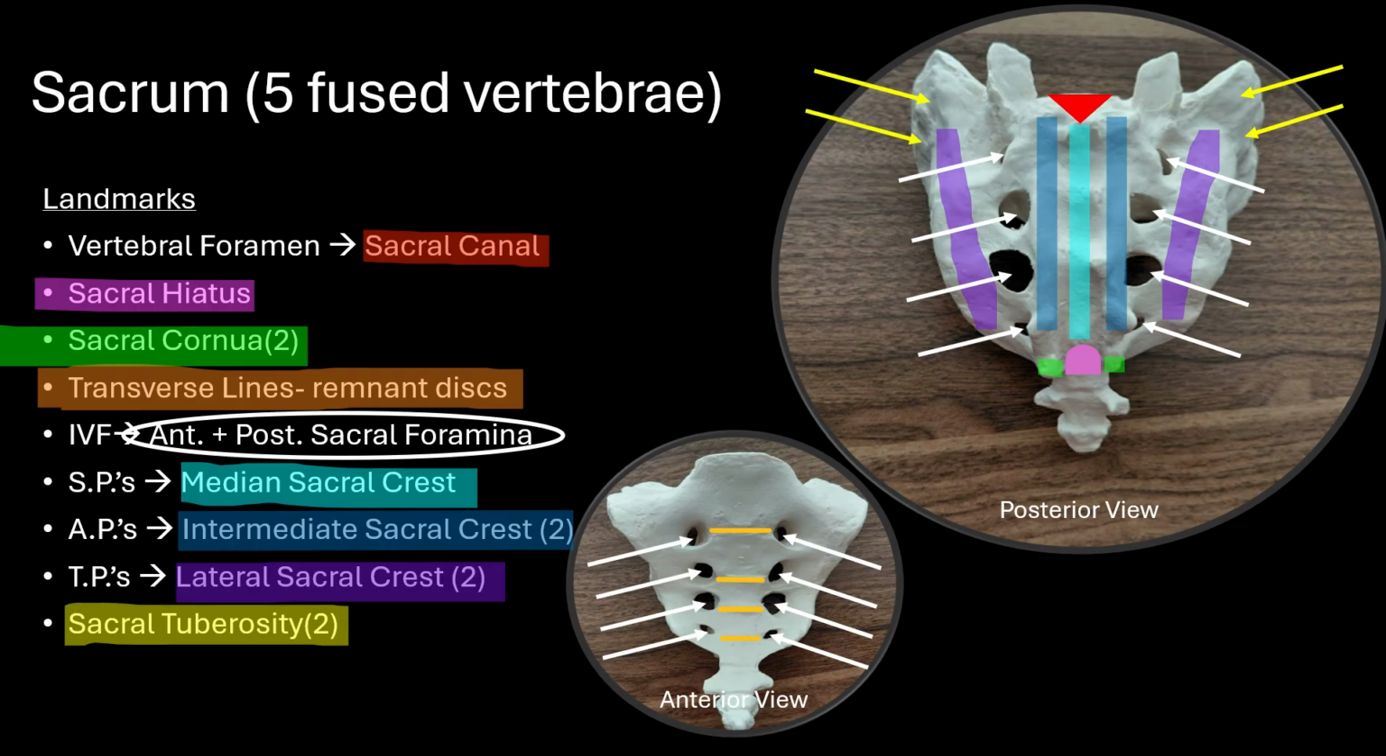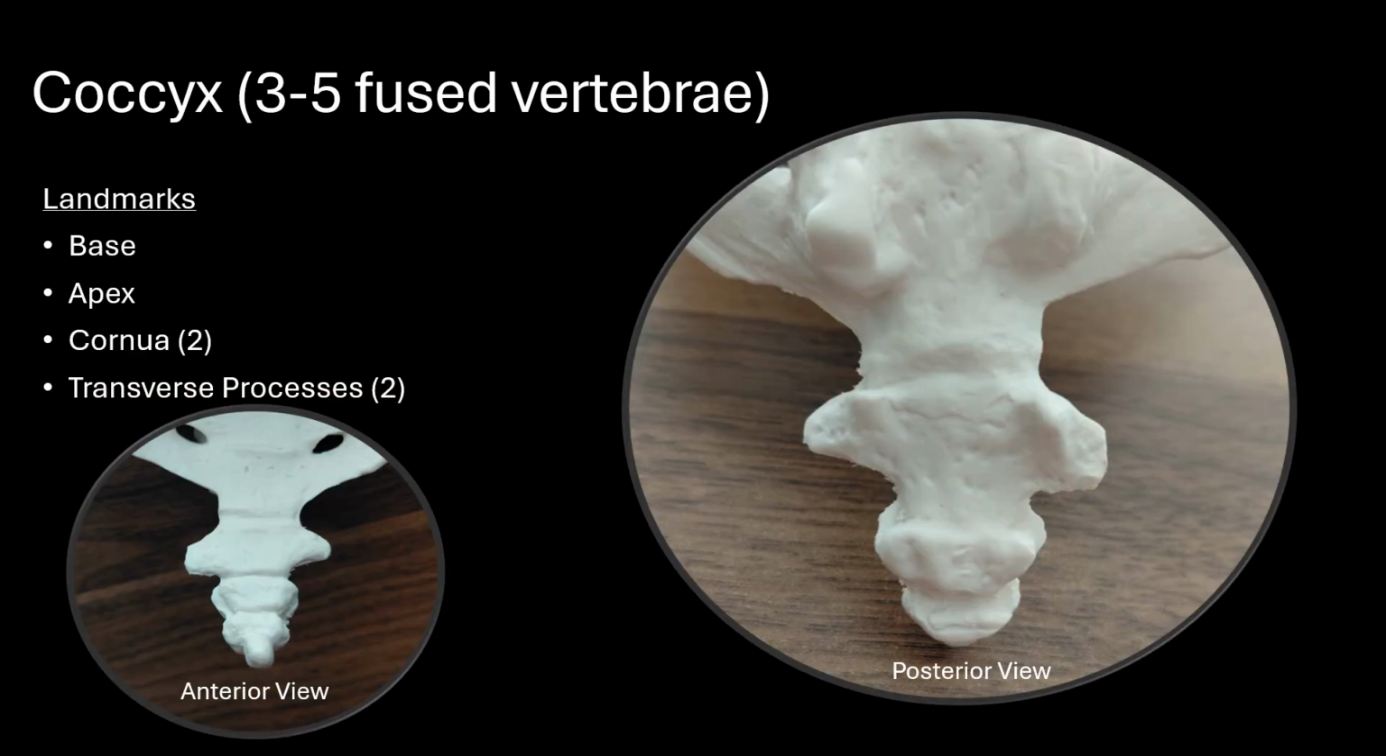Lastly, we have the sacral tuberosity, which is a roughened region that serves as an attachment point for some sacroiliac ligaments. And finally, the very last bone or vertebra, the coccyx, which is generally 3 to 5 fused coccygeal vertebrae. And just like the sacrum, overall it has this wedge-like shape to it, with the base at the top and the narrower apex at the bottom.